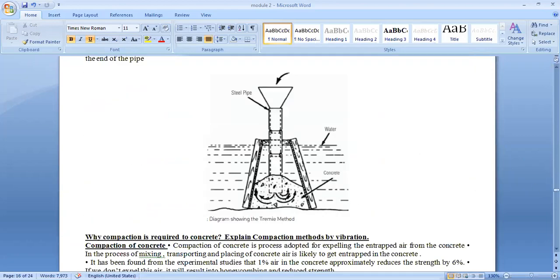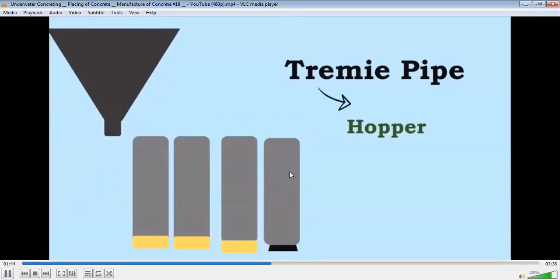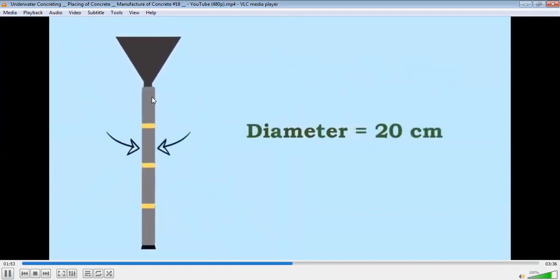You can see in that video how the concrete is placed underwater. The most widely used and best method of placing concrete underwater is the tremie method. The word tremie is derived from the French. The pipe length is about 3 meters and the diameter is around 20 centimeters.